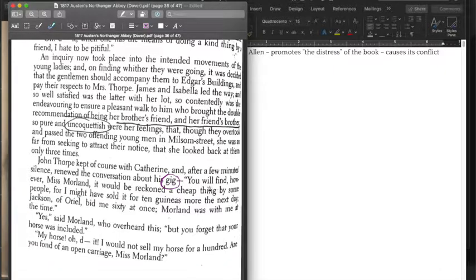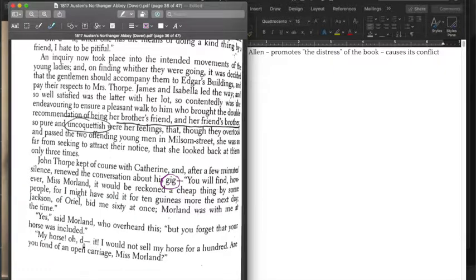He keeps going. "You will find, however, Miss Morland, it would be reckoned a cheap thing by some people, for I might have sold it for 10 guineas more the next day. Jackson of Oriel bid me 60 at once. Morland was with me at the time." "Yes," said Morland. This is Catherine's brother, who overheard this. "But you forget that your horse was included." "My horse! Oh, damn it."